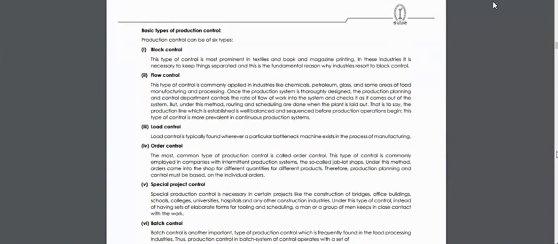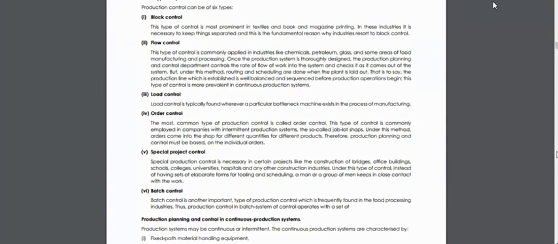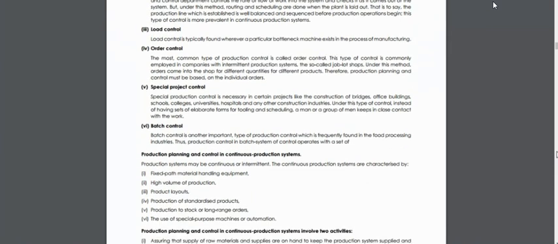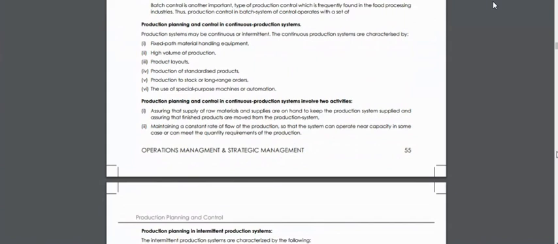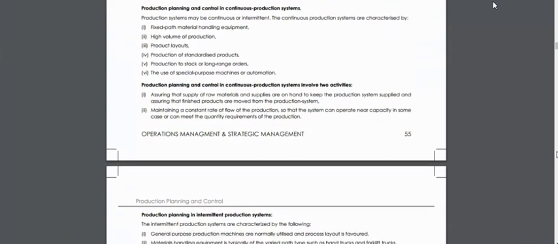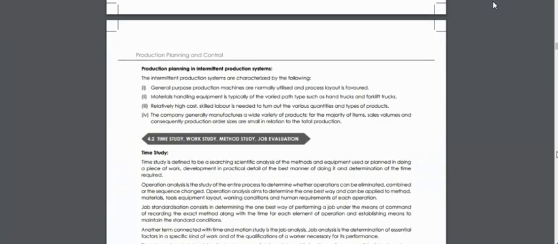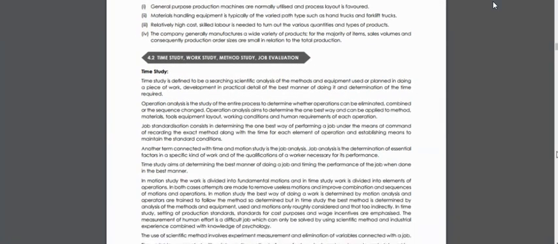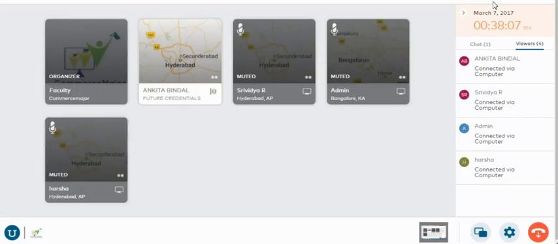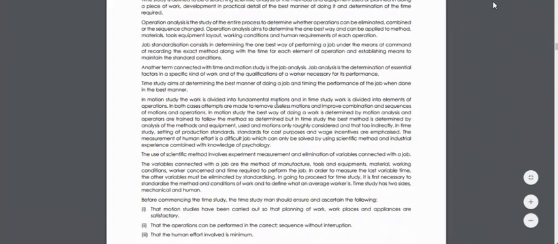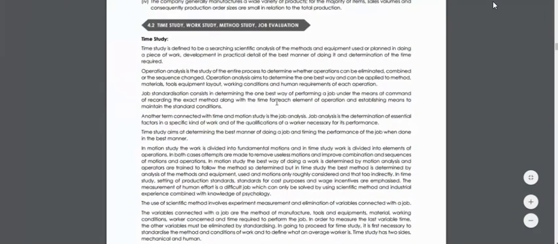Now we have basic types of production control. This is not required to be done in detail. When we are talking about the theory aspect, I'll be telling you what should be studied in detail and what has to be just browsed over. The production planning technique is required to be studied. Now, when you look at 4.2, we have time study, work study, method study, and job evaluation.